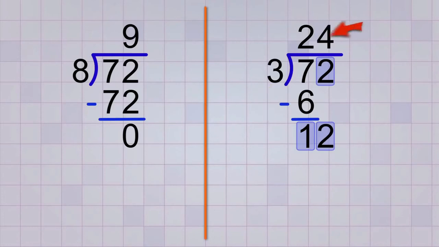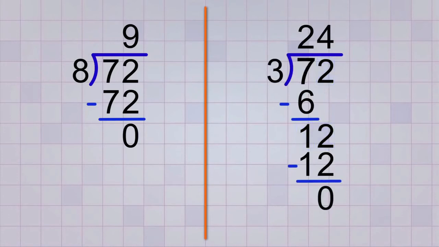So we write a 4 in the answer line, and 3 times 4 equals 12. 12 minus 12 equals 0, so we have no remainder. We're done. 72 divided by 3 is 24.